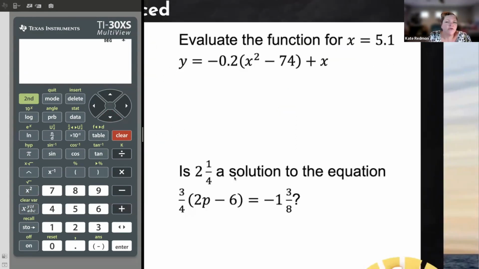Next example, evaluate the function for x is equal to 5.1. And we see this function this time, y is equal to -0.2 times the quantity of x squared minus 74 plus x. You might say, Kate, this lesson was not about evaluating functions. It was about evaluating expressions, and we haven't even learned what a function is yet, and I think you're a jerk. And that's fine. You can be mad at me all you want.